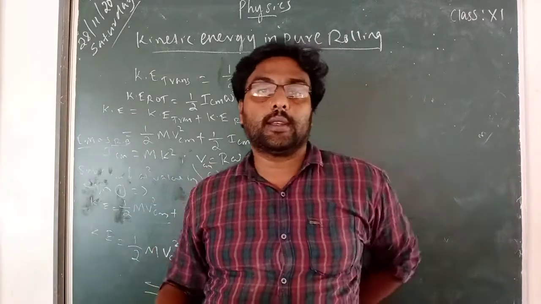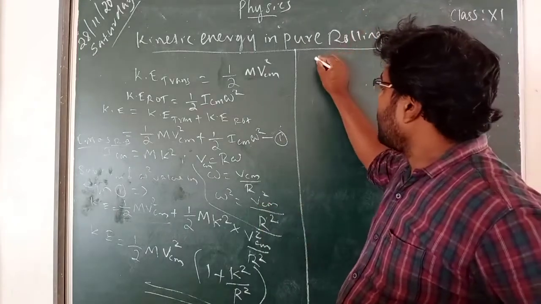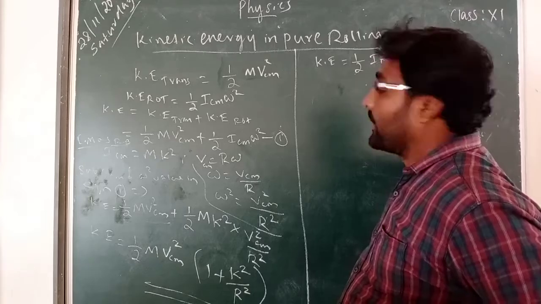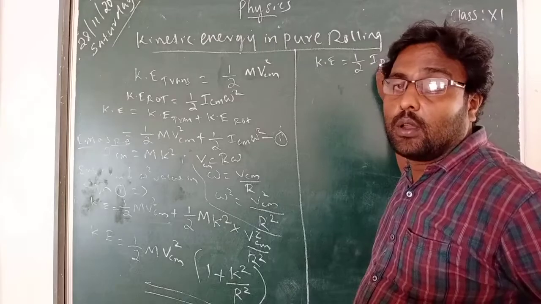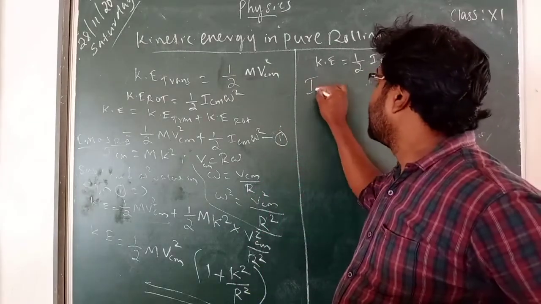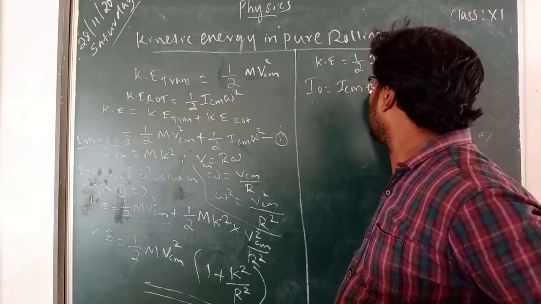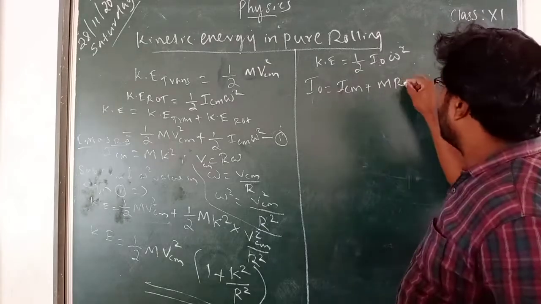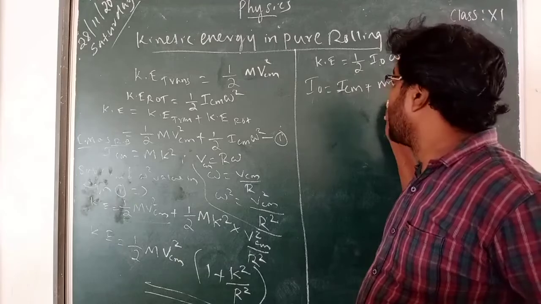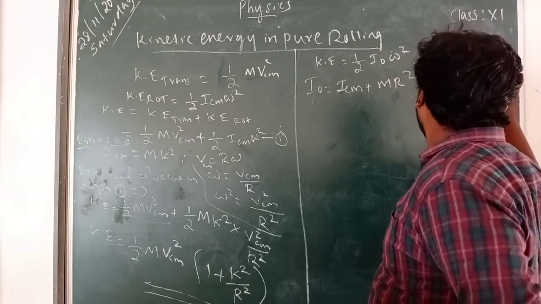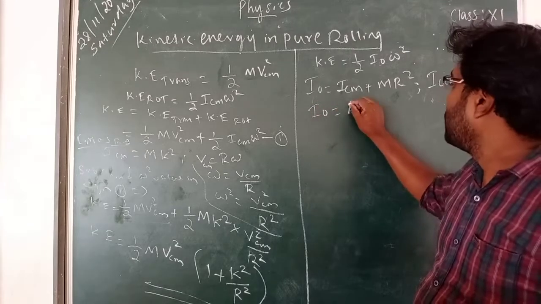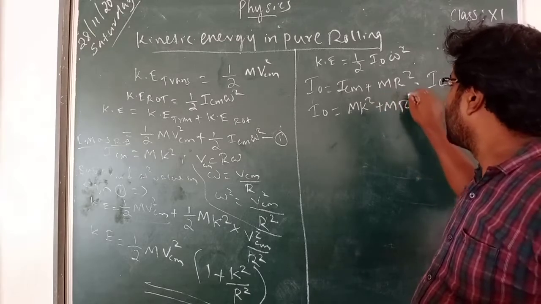Now you can choose point of contact as reference point. So you can choose the formula kinetic energy is equal to half I zero omega square. I zero means what? Moment of inertia. You have learned already the parallel axis theorem. So from parallel axis theorem, I zero is equal to I cm plus m r square. I cm means m k square. So substitute this I cm value in this equation. So I zero is equal to m k square plus m r square.